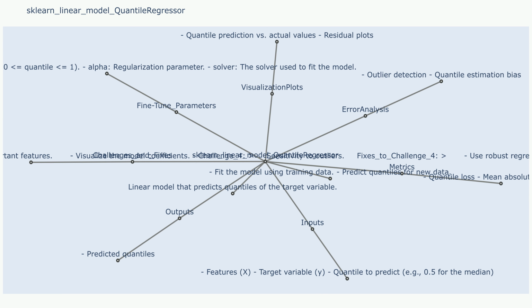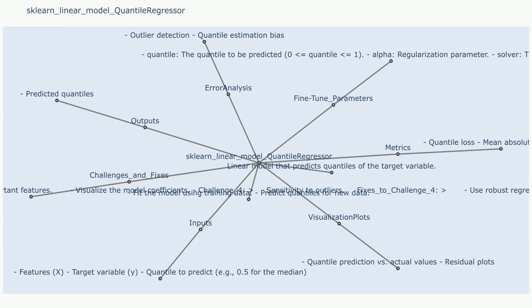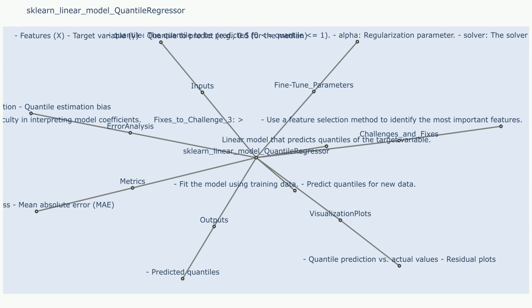Quantile specifies the quantile to be predicted. For example, 0.5 corresponds to the median, 0.25 to the first quartile, and 0.75 to the third quartile. Uncertainty methods. Confidence intervals based on the predicted quantiles. The model can provide confidence intervals for the target variable, representing the range of plausible values.